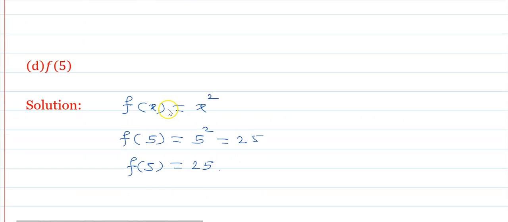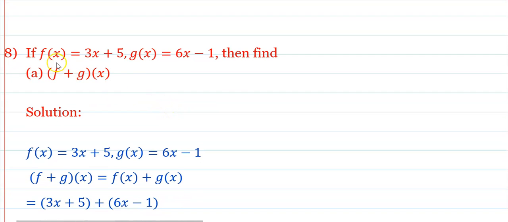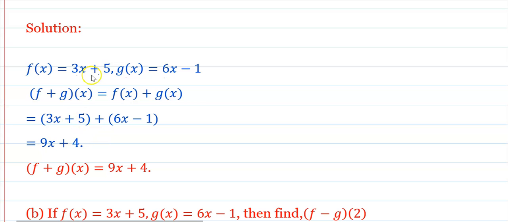Okay. Now the next, if f of x is equal to 3x plus 5, g of x is equal to 6x minus 1, then find (f plus g)(x). Means what? f of x is 3x plus 5, g of x is 6x minus 1. (f plus g)(x) is equal to f of x plus g of x. Means what? Addition of these two functions. 3x plus 6x, that is 9x. 5 minus 1, that is 4. Therefore, (f plus g)(x) is equal to 9x plus 4 in this way.